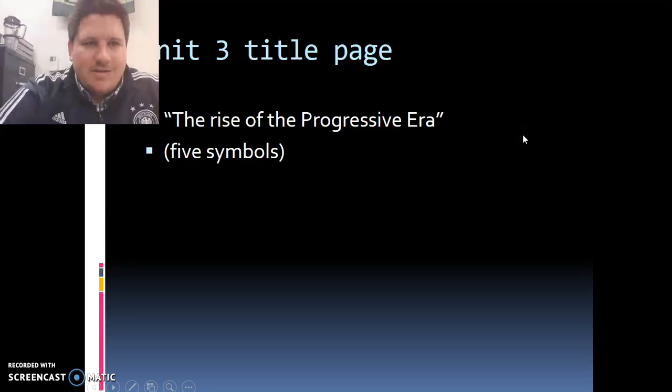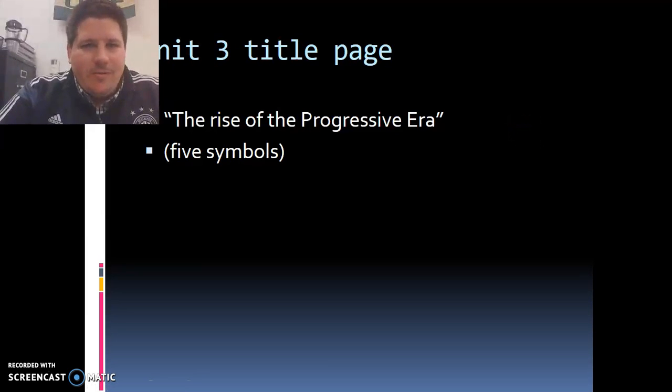Welcome, guys. This is starting Unit 3 here, the rise of the progressive era. So, in your notebooks, you would go to your unit title page and write Unit 3, and then the name of the unit, which is the rise of the progressive era. And that's all you need to put there for now. Eventually, you're going to draw 5 symbols to represent this time period. We'll get back to that later, however.